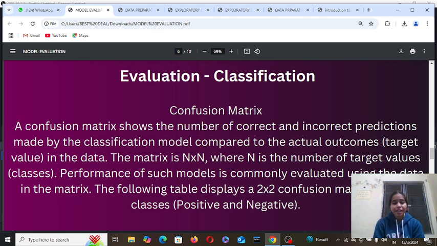Classification evaluation. In classification evaluation, there is the confusion matrix. A confusion matrix shows the number of correct and incorrect predictions made by the classification model compared to the actual outcomes, the target values in the data. The matrix is n by n, where n is the number of target value classes. Performance of such a model is commonly evaluated using the data in the matrix. The following table displays a 2 by 2 confusion matrix for two classes, positive and negative.